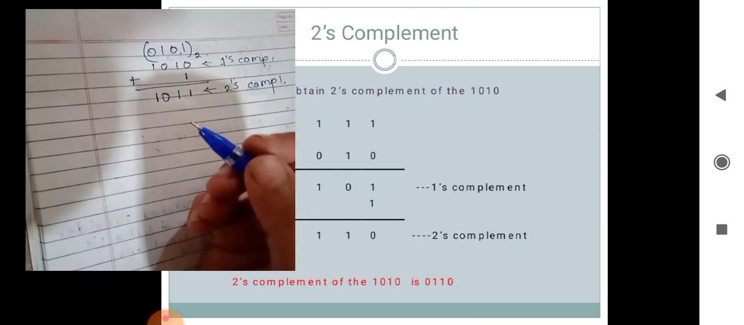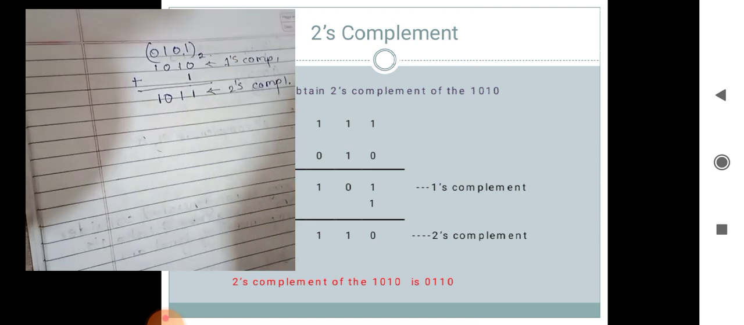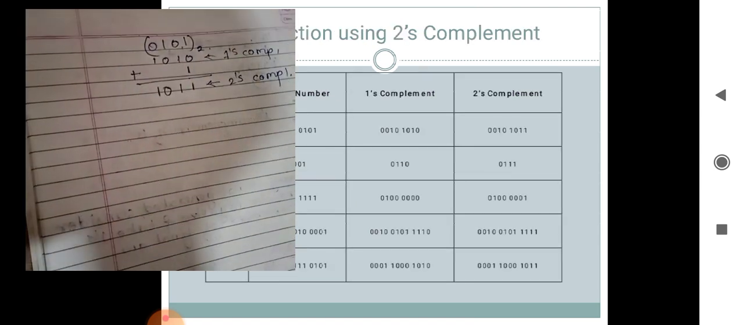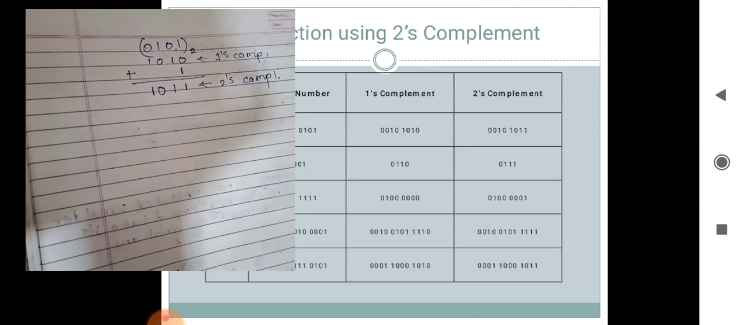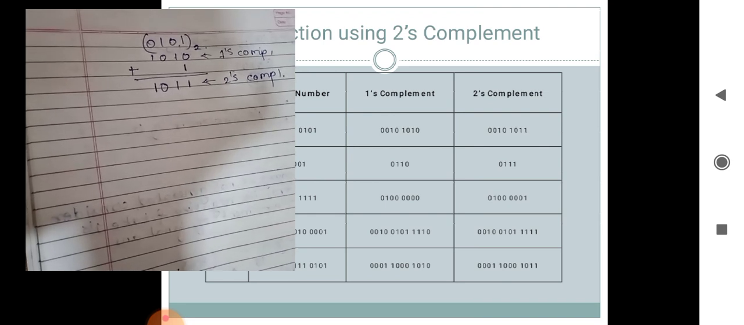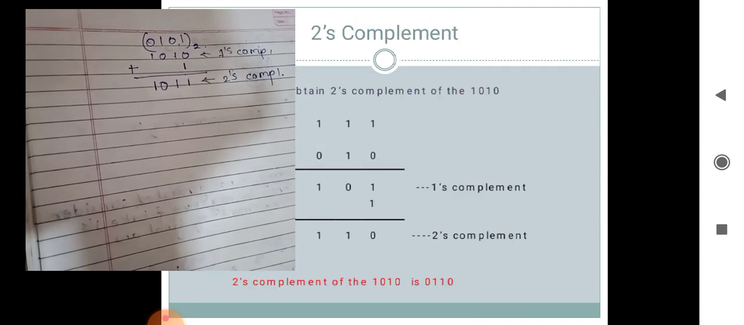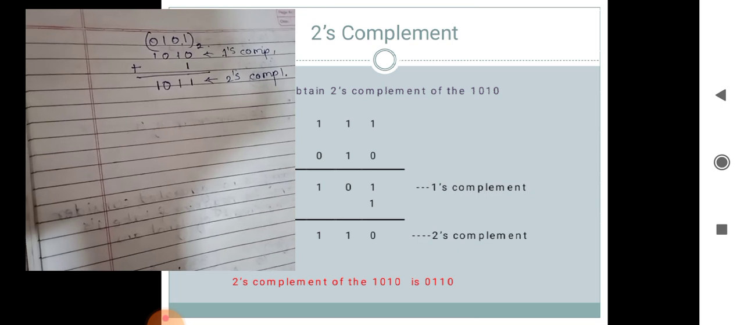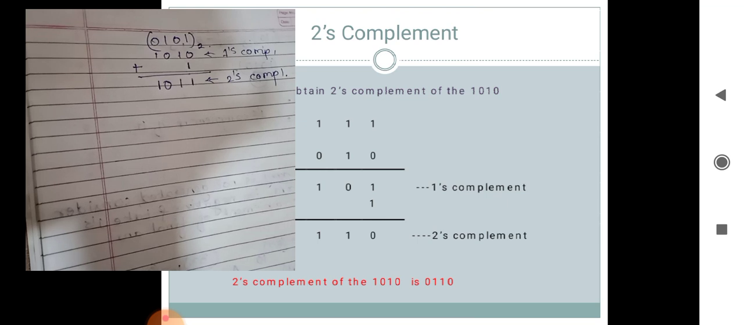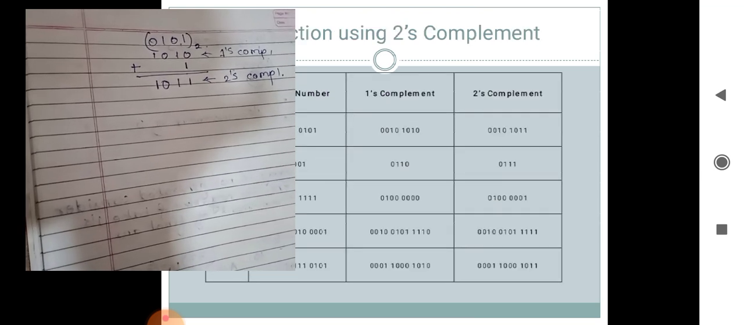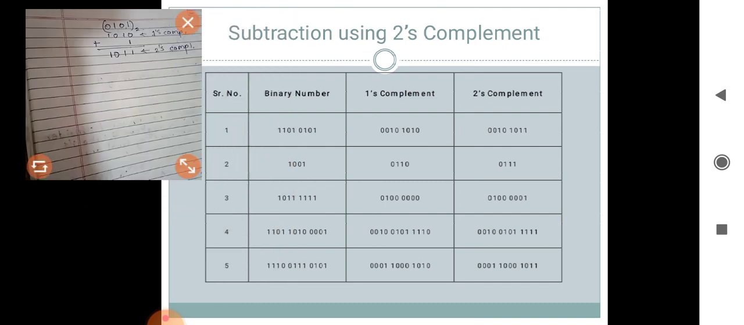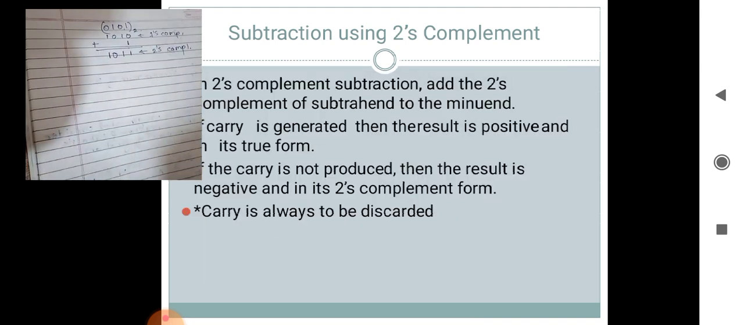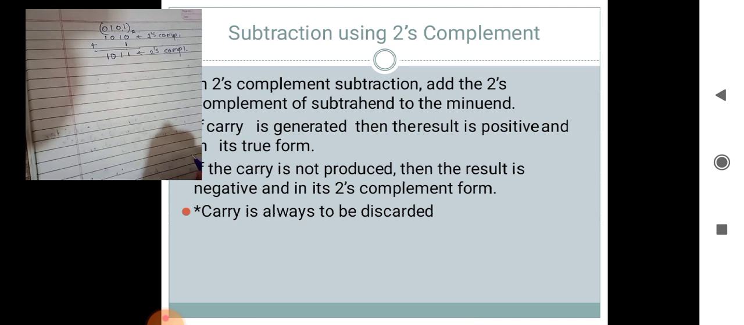Now first we'll see the rules for twos complement subtraction. The rules are very simple. Here in the slide, ones complement and twos complement are also given for your reference, how to find out ones complement and twos complement. In the previous slide also, with one example, it is shown how to find out ones complement and twos complement. Then this is the table provided to you to find out ones complement and twos complement. You can see here. This is the reference table given.